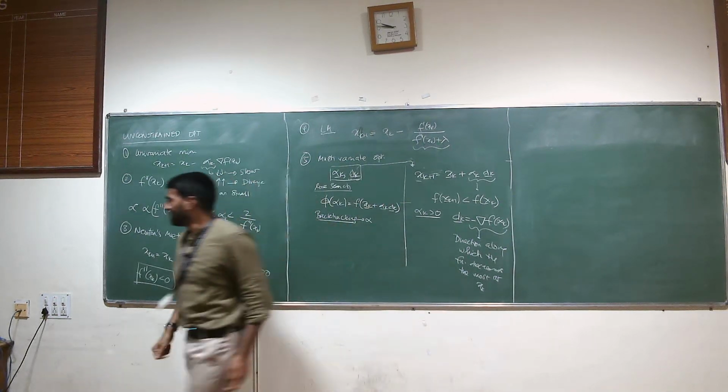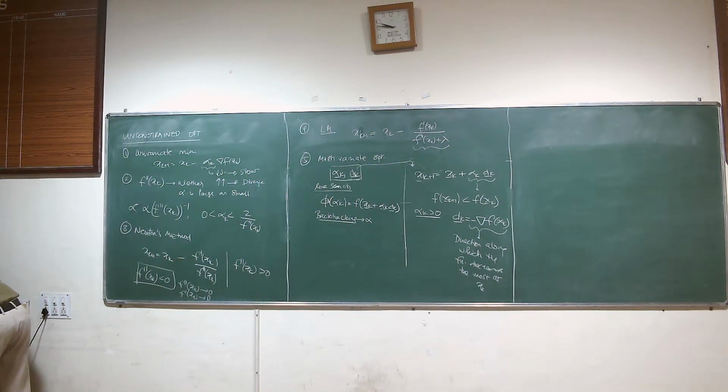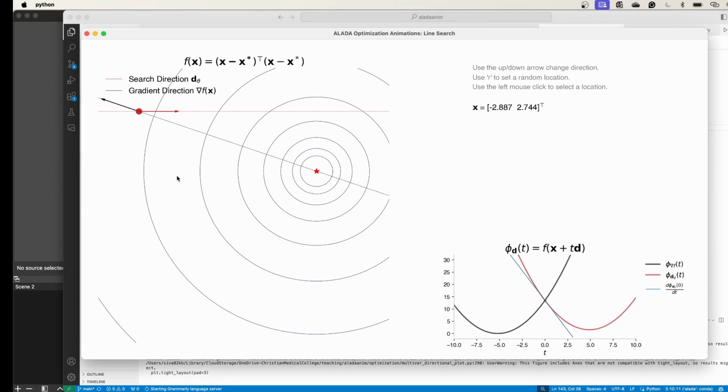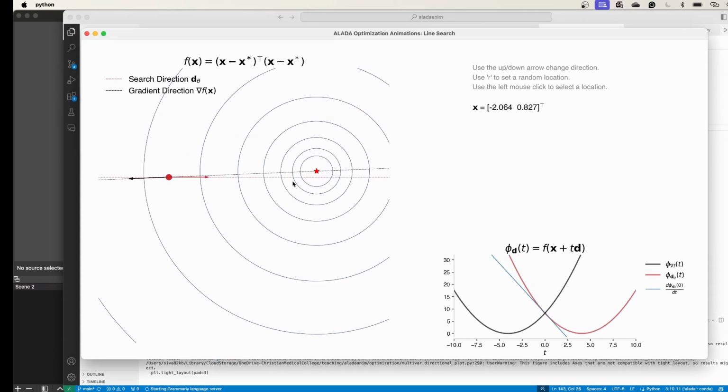Okay, I have an animation to demonstrate this, to show that the negative gradient is in fact the direction along which the function reduces the most. All right. So this is some function f of x. This is my current point. The black arrow indicates the direction of the gradient. So it's pointing outwards. That means that's the direction in which the function increases the most.